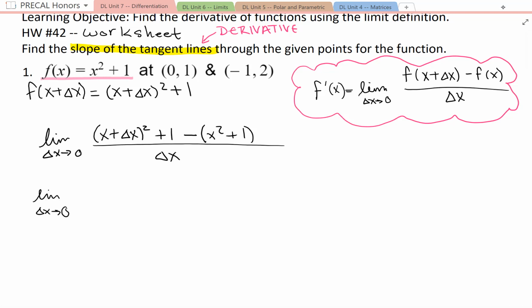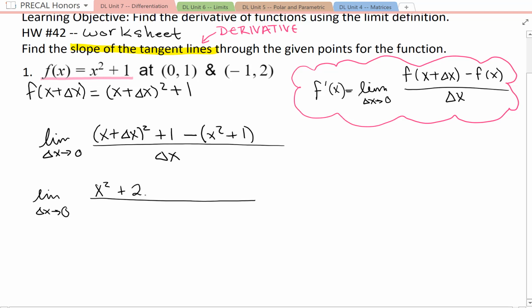Our next step is to expand the quantity x plus delta x squared. X plus delta x quantity squared becomes x squared plus 2x delta x plus delta x squared. That is being added to 1. Distribute the negative, all over delta x.